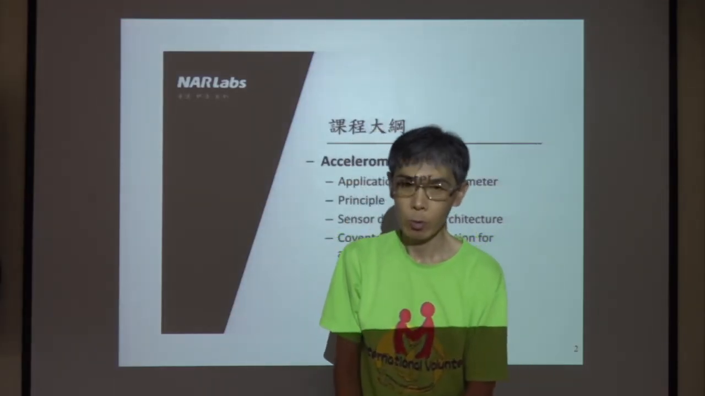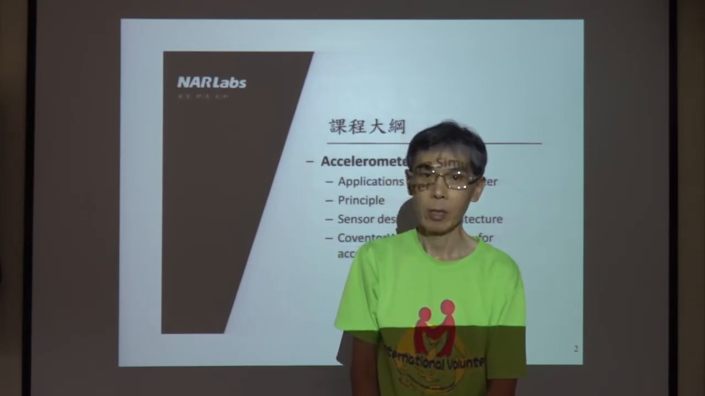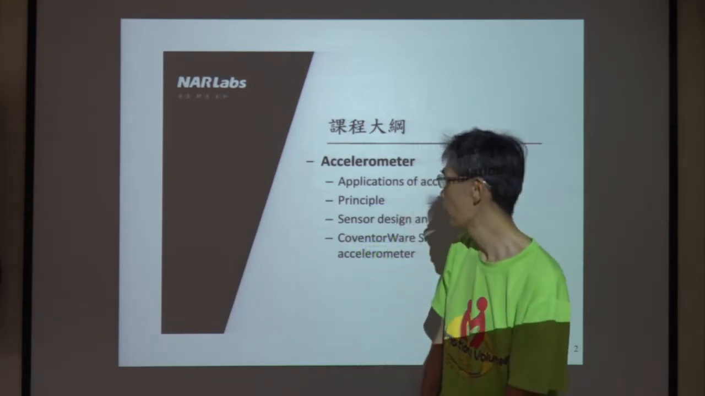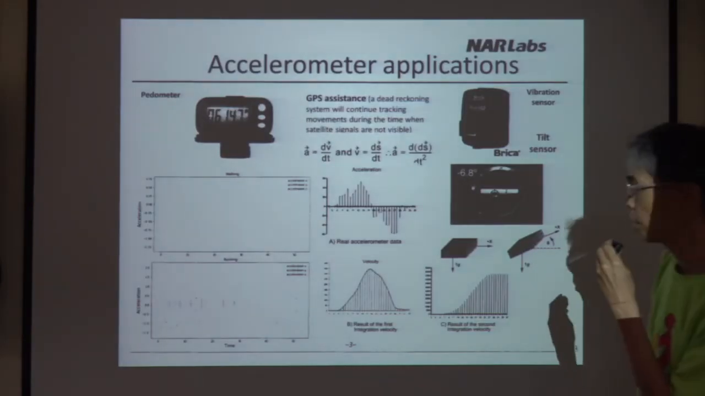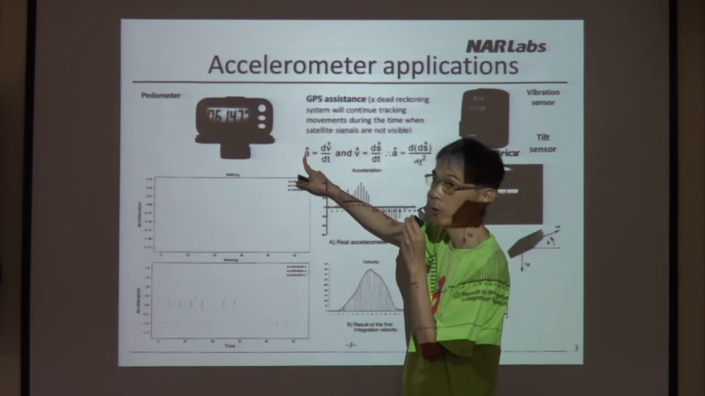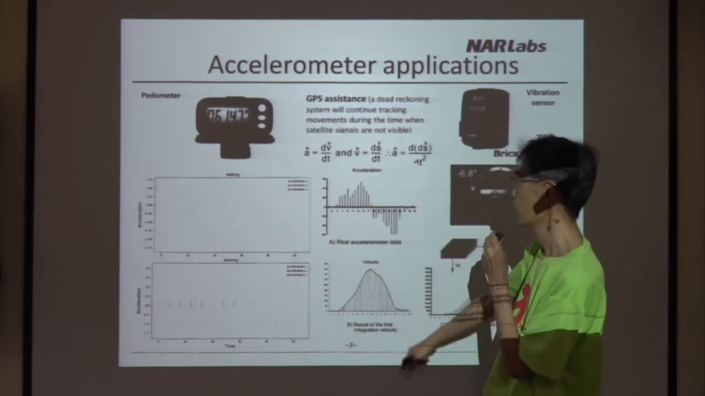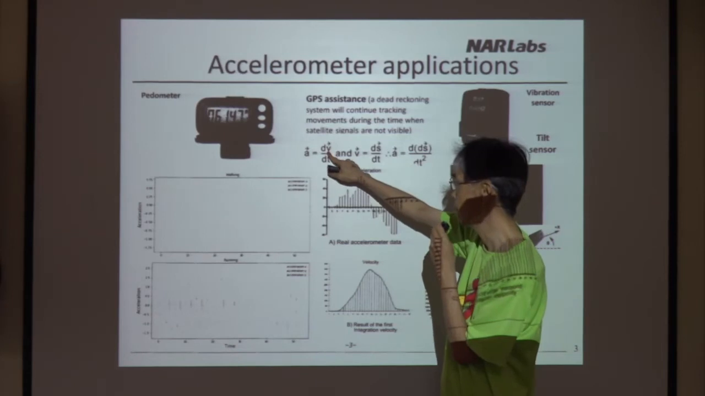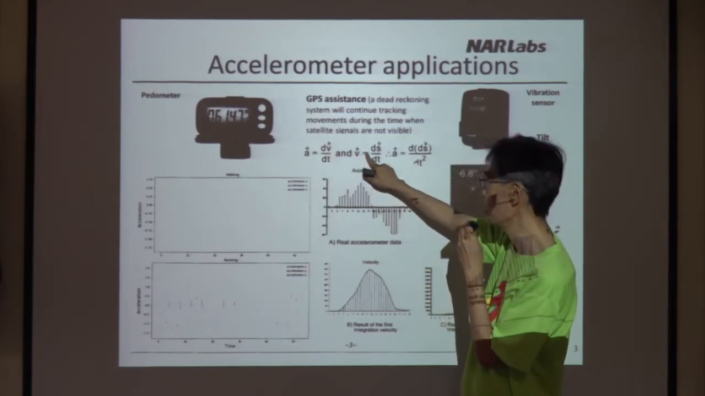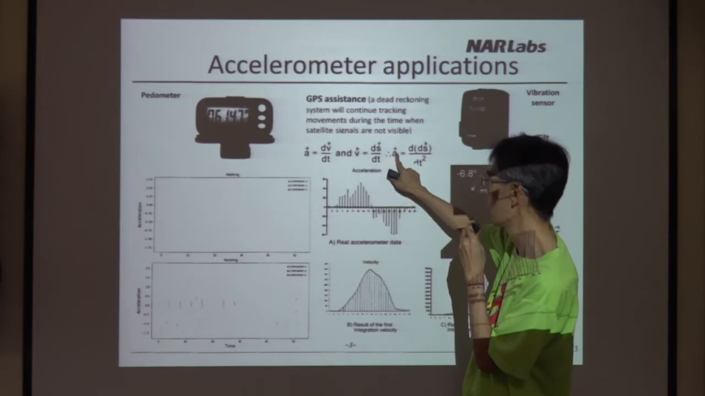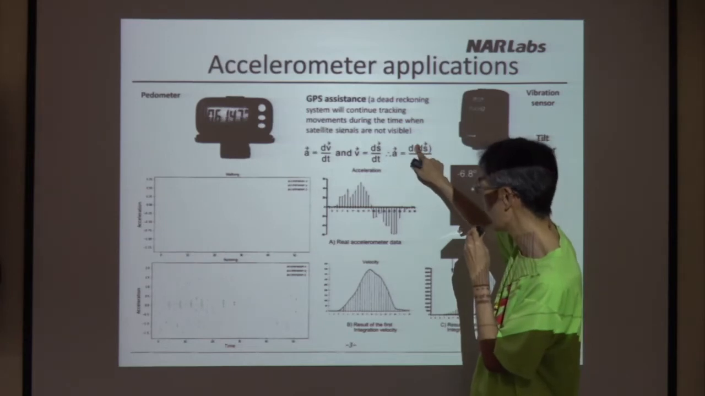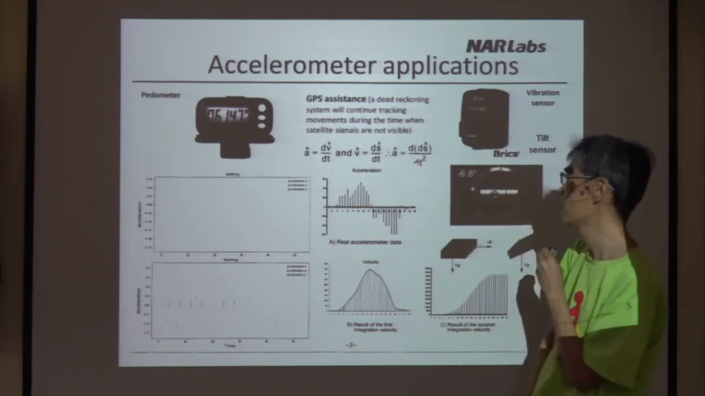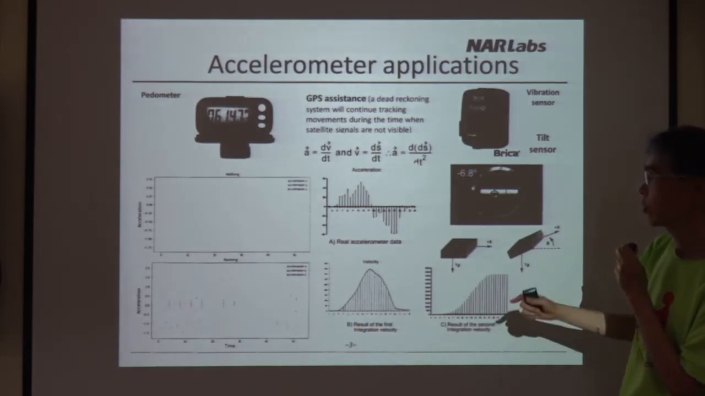Now we are ready to start lecture 3, MEMS accelerometer. Next page. So the purpose is to measure the acceleration of the device. Acceleration is velocity differentiation. Velocity is displacement differentiation. So acceleration is displacement differentiated twice with respect to time.